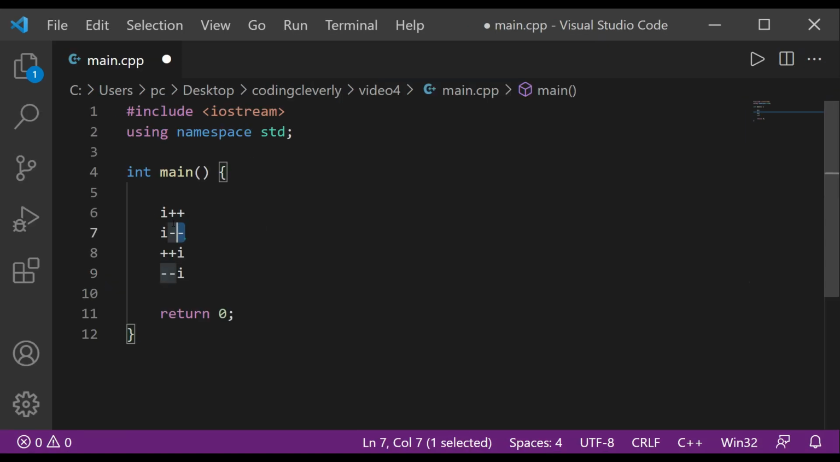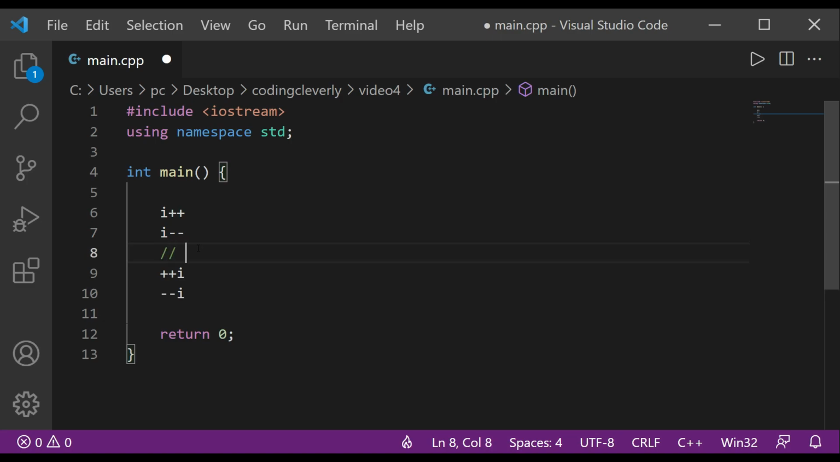This one's subtracting, this one's adding. Over here we have adding and subtracting, but they're actually different. They look similar, but they have different meanings. So here is the operand and this is the operator. The operand is before the operator. When the operators are placed before the operand, they're called pre-increment and pre-decrement.